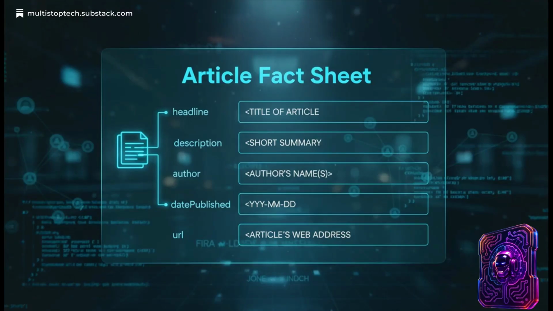And these right here are the key fields you'll be filling out. You've got the headline, the description, the author, when it was published, and of course, the URL. Each one gives machines another critical piece of the puzzle. You're basically handing them a perfectly organized fact sheet about your content.